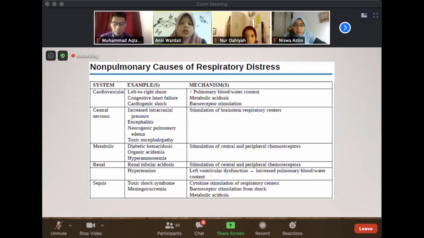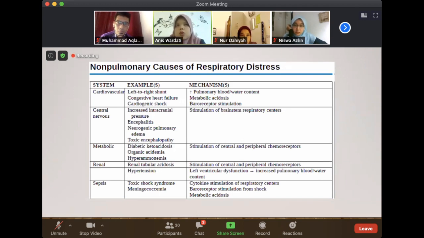So when there is metabolic acidosis, the peripheral and also the central chemoreceptors will detect that there is low pH or high carbon dioxide. Later, this can stimulate the respiratory center to increase the patient's breathing, so that the patient can excrete more carbon dioxide. For the baroreceptor stimulation, from what I understand, for example, in cardiac shock, there will be low blood pressure.